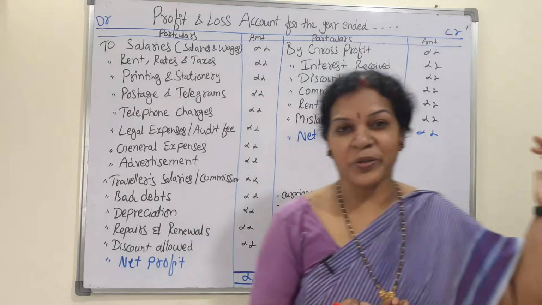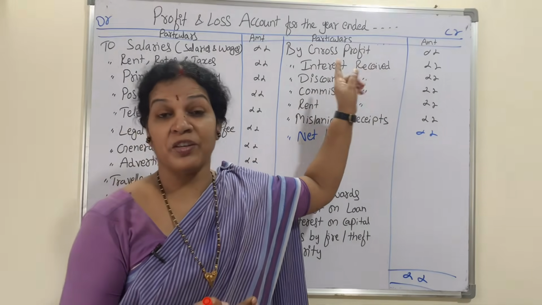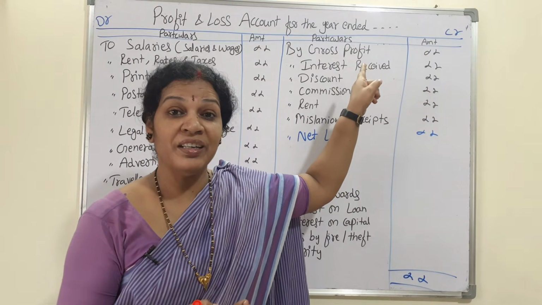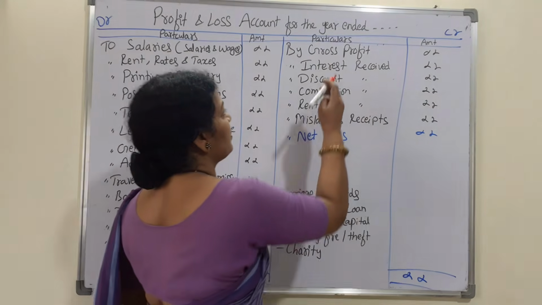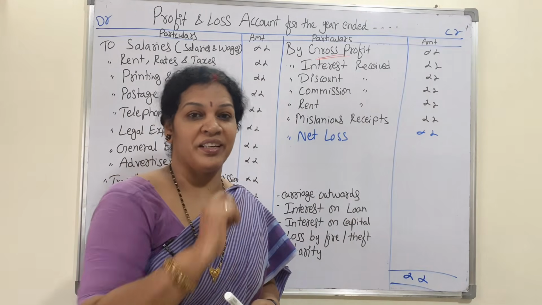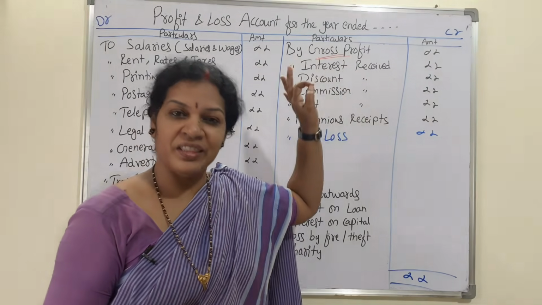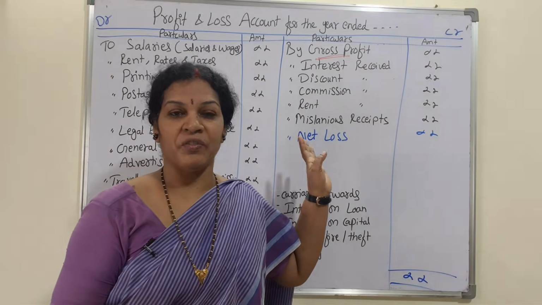Now on the credit side, what do we write? The credit side always starts with the gross profit. We got the gross profit from the trading account. In the trading account it was on the debit side, so that is transferred to the credit side. With this amount the profit and loss account will start.